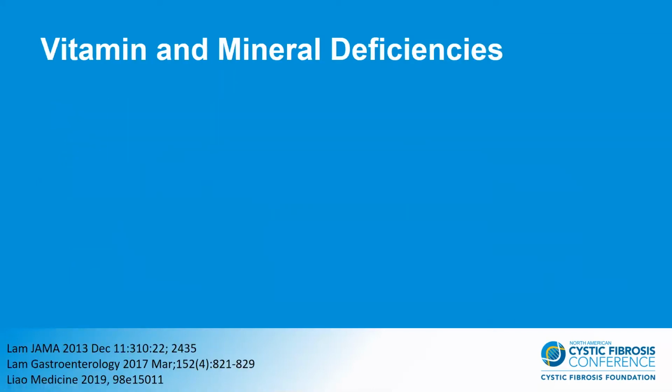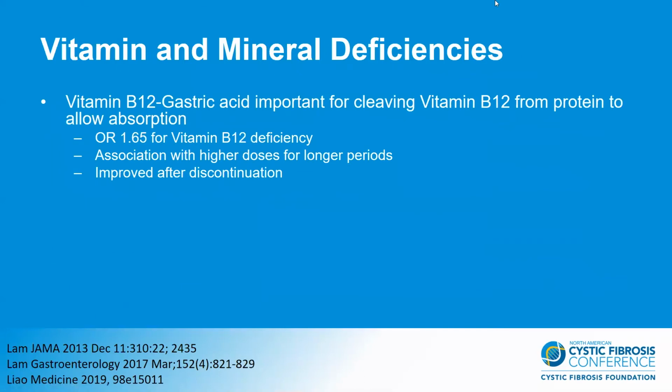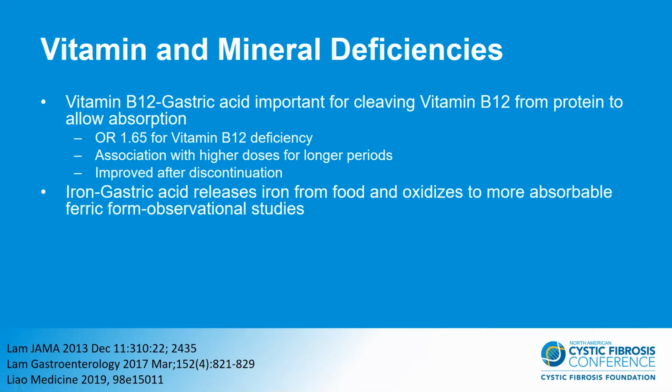What about vitamin and mineral deficiencies? Vitamin B12, gastric acid is important for cleaving vitamin B12 from protein to allow absorption. So theoretically, you can understand the plausibility of acid suppression interfering with vitamin B12 absorption, but again, the odds ratio is quite low, 1.65 for vitamin B12 deficiency. There are some studies that show association with higher doses for longer periods and improvement after discontinuation, but most of us don't feel strongly about monitoring for vitamin B12 deficiency in the setting of long-term PPI use.